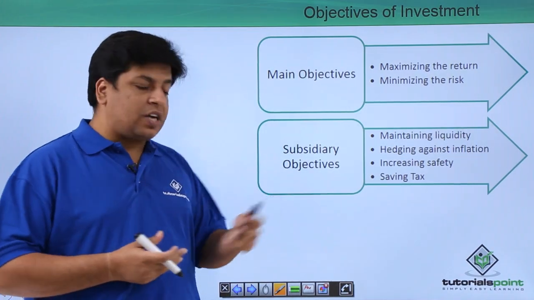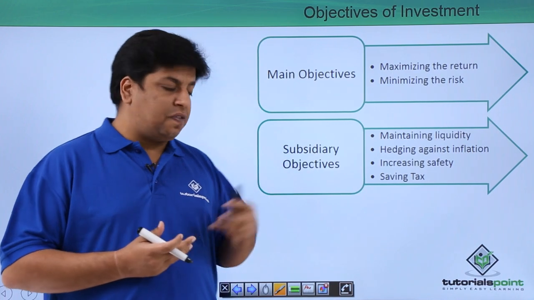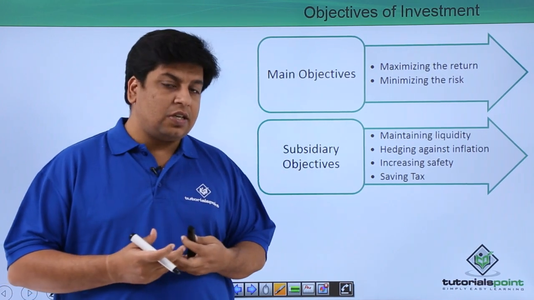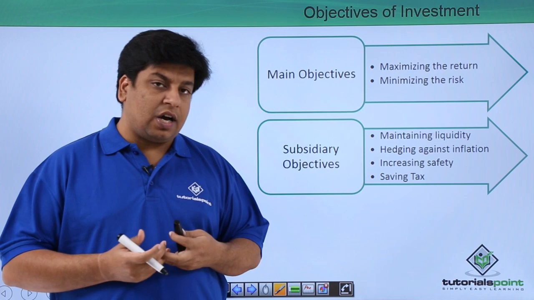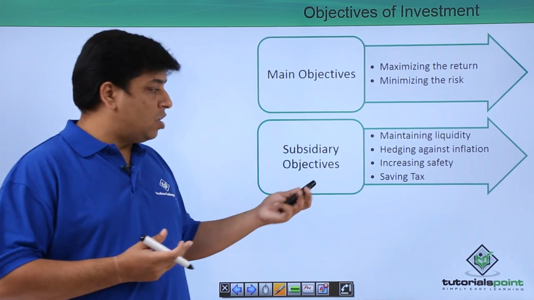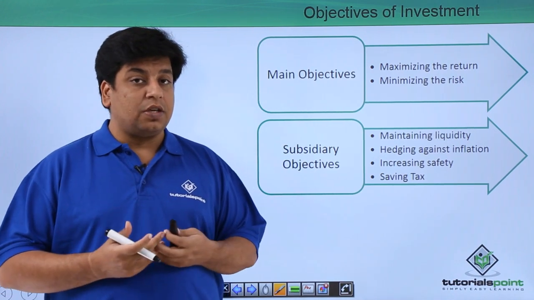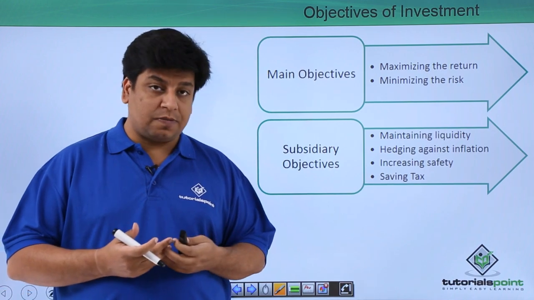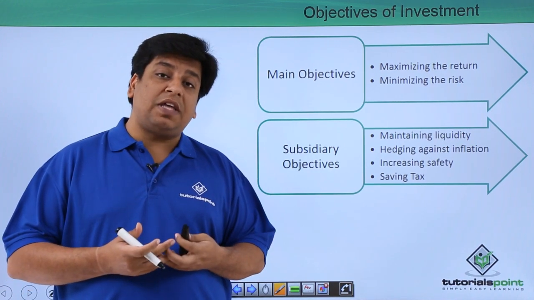Now let's see what are the subsidiary objectives. First is maintaining liquidity. Second is hedging against inflation. Third is increasing safety. Fourth is saving tax. Now let's see each one of them one by one.